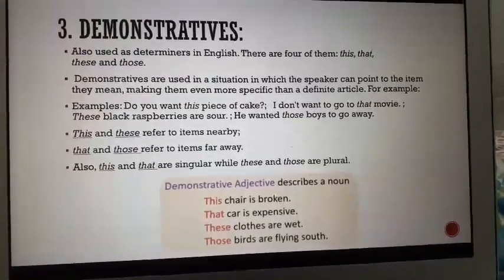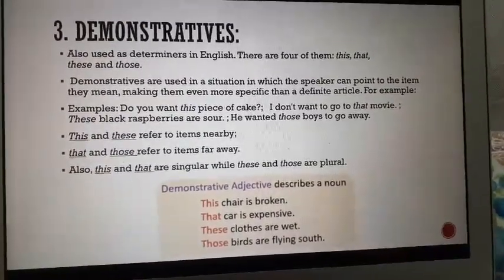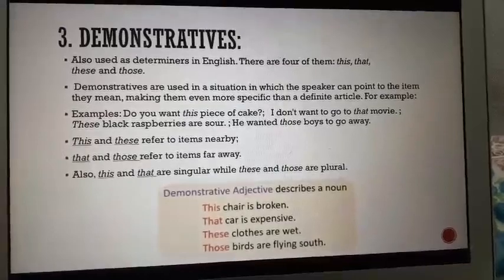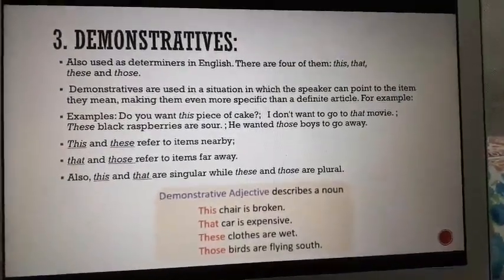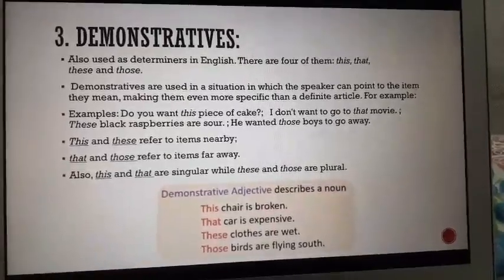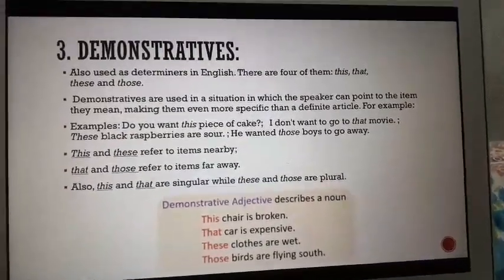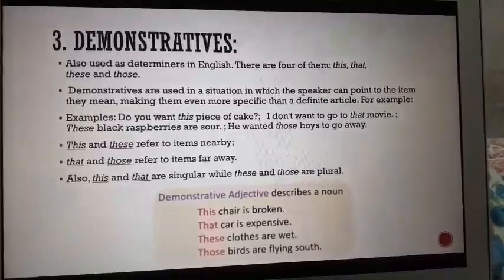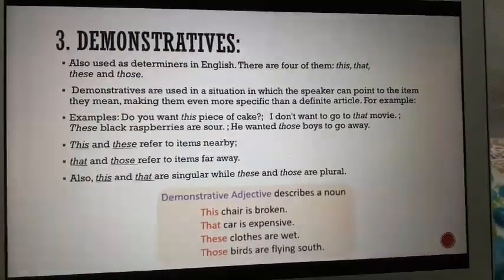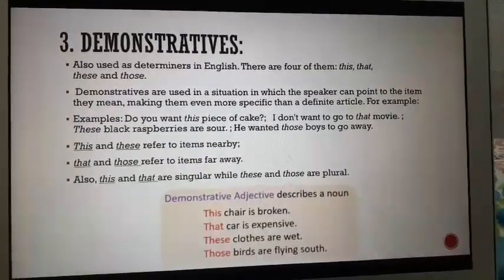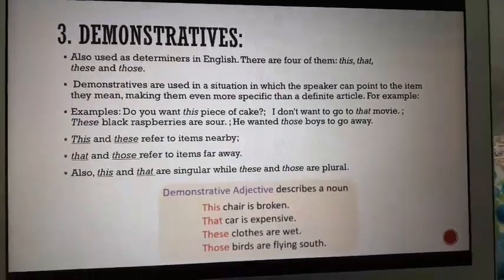For example, do you want this piece of cake? I don't want to go for that movie. These black raspberries are sour. He wanted those boys to go away. So here this, that, these and those are used as determiners, demonstrative determiners.